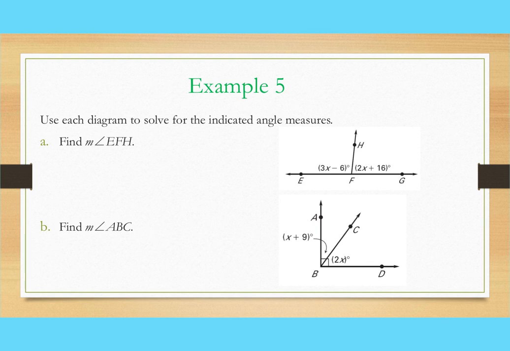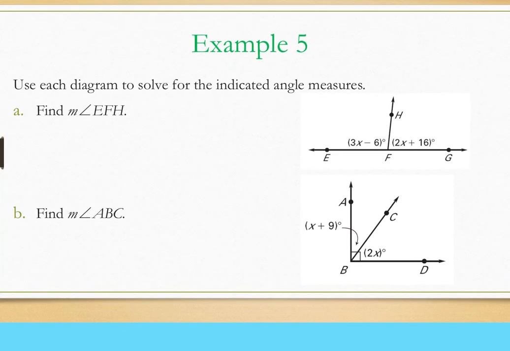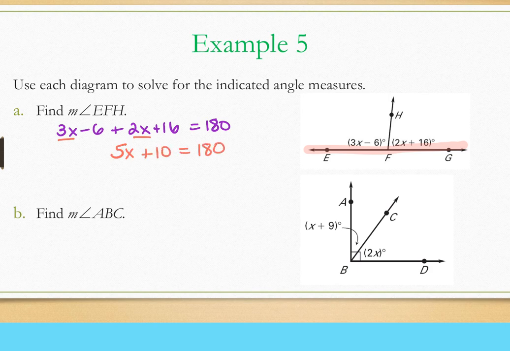All right, so here's the algebraic application of what we just did. It says use the diagram to solve for the indicated angle measurements. For A, angle EFH. So what do I know about that diagram? That EFG is a straight angle, so it's 180. So I would do 3x minus 6 plus 2x plus 16 equals 180. Combine my like terms. Subtract 10. 5x equals 170.